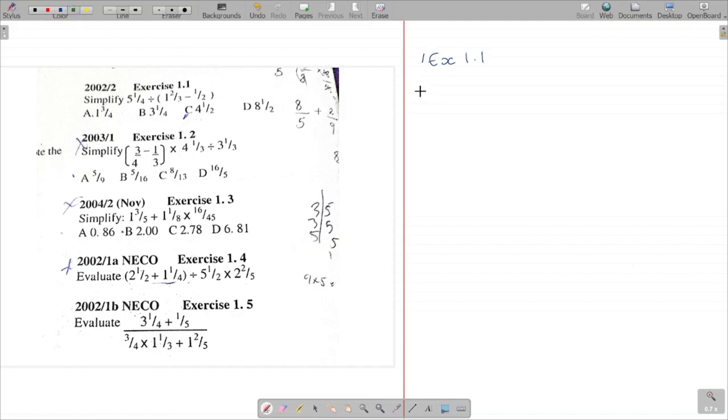So simplify 5 whole number 1 over 4 divided by brackets 1 whole number 2 over 3 minus 1 over 2 and the bracket close. So in solving a math question that has different mathematical signs together, we need to use a formula called the BIDMAS formula.